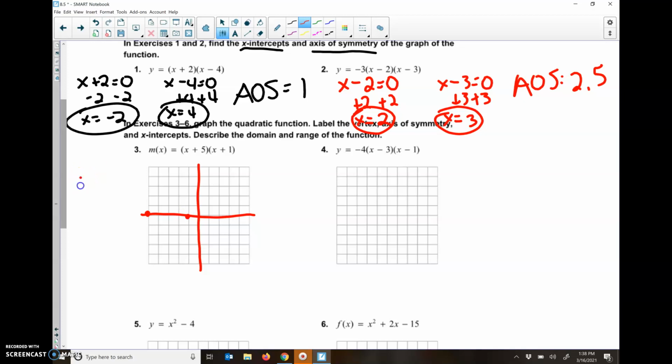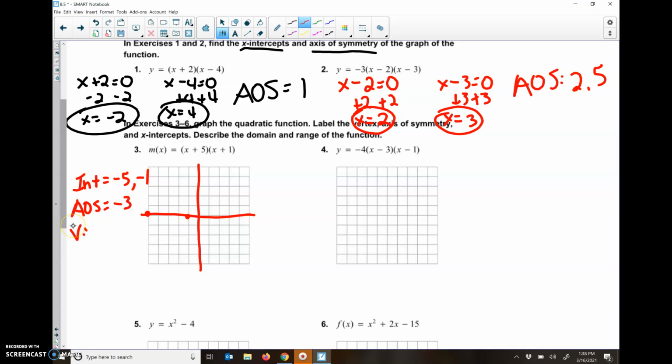So my intercepts are at -5 and -1. Okay? So that's checked off. The axis of symmetry is the average of the two, or the middle. So what's exactly in between -1 and -5? Well, my axis of symmetry is -3. Or like we did for 1 and 2 up here, we find the average. -5 plus -1 is -6. -6 divided by 2 is -3. So we found that.